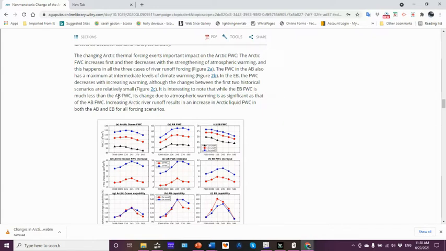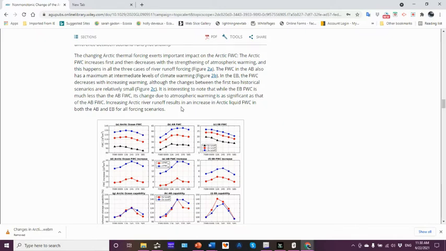And then they go on to say, it's interesting to note that while the Eurasian Basin freshwater content is much less than the Amerasian Basin freshwater content, its change due to atmospheric warming is as significant as that of the ABFWC. Increasing Arctic river runoff results in an increase in Arctic liquid freshwater content in both of the basins.